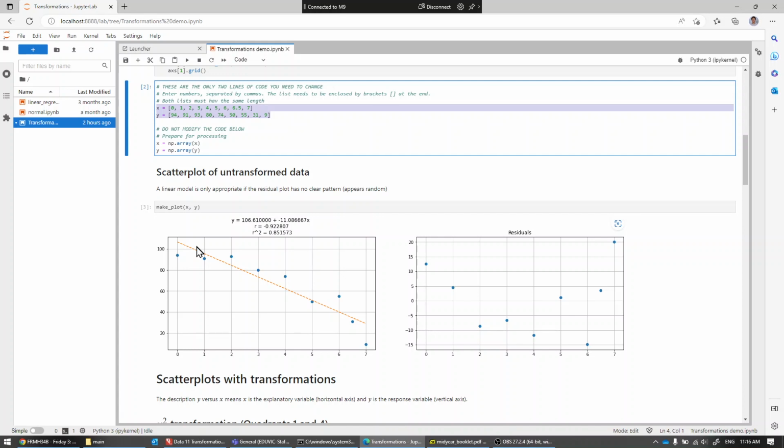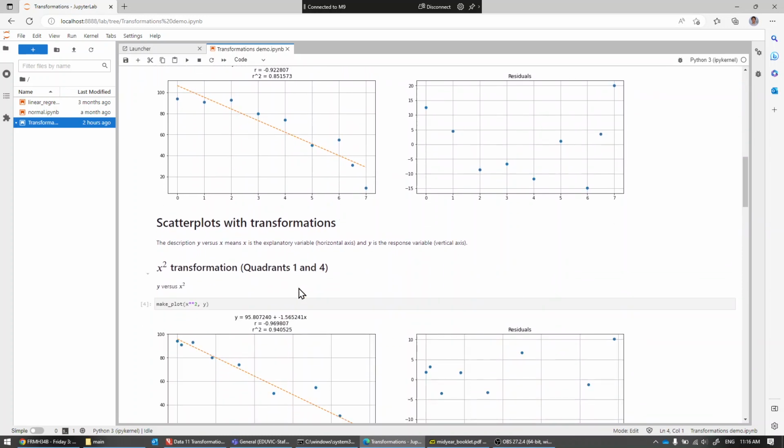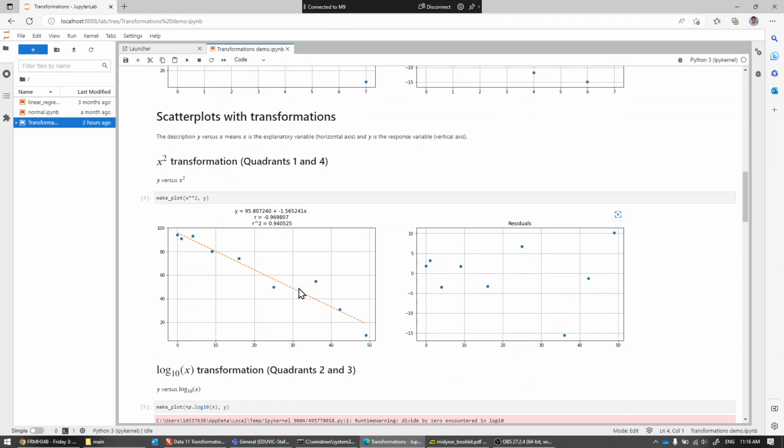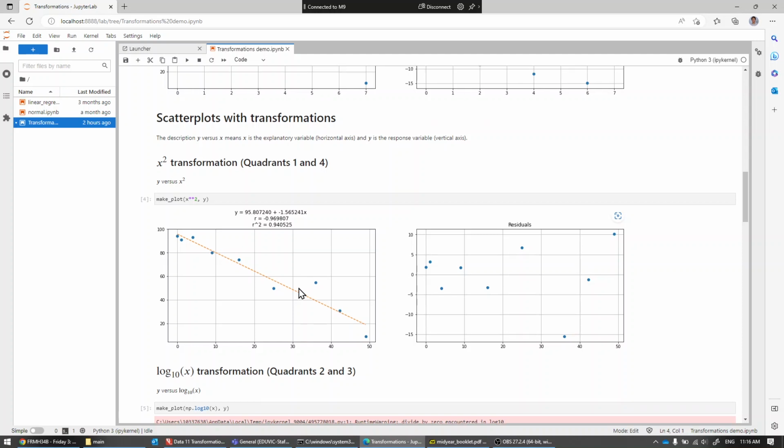So Tom, Harry, this is what we're going to do this chapter. We're going to change one of the variables by applying what's called a transformation. There's only three transformations we need to know. They are the squared transformation, the log transformation, and the reciprocal transformation. And by changing one of these variables, we're going to get a straight line. So in this question, they ask you to apply an x squared transformation.